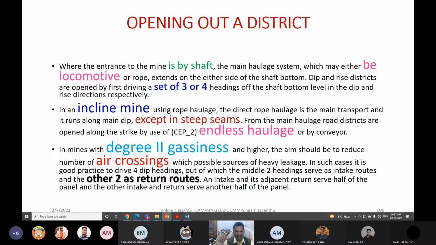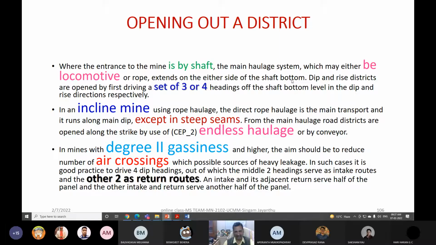Please note them down, so that by the end of the semester you should know, throughout India at least, and other countries a little bit, which mines use which type of technologies, and which type of problems we are facing in underground coal mining. Locomotive haulage is generally used in our southeastern coal fields, where it is something like adit mining. Or the rope then extends on either side of the shaft bottom.